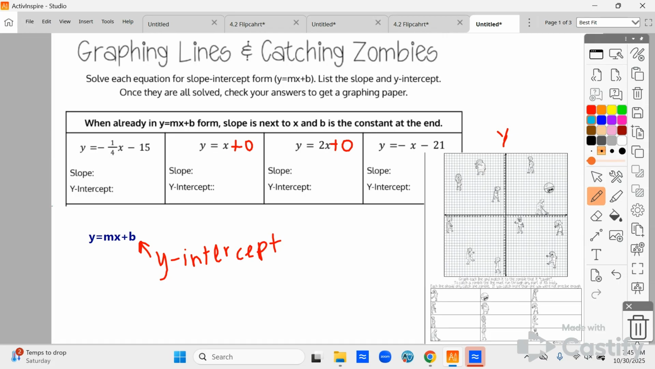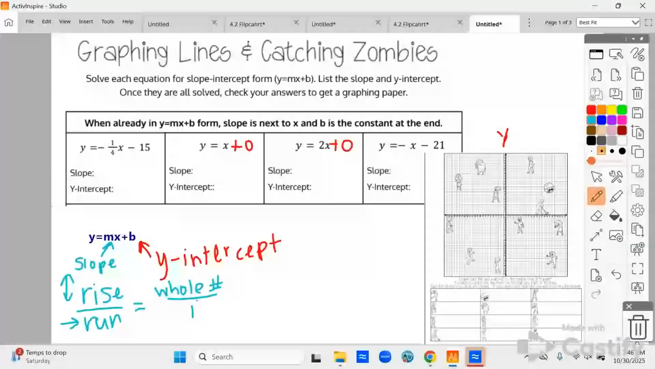And then we use the m value, our slope, and that tells us where to go from our y-intercept. So we're going to rise. If it's positive, we go up. If it's negative, we go down, over run, and we always go to the right. Now again, if this is a whole number, we would just put that whole number over 1.